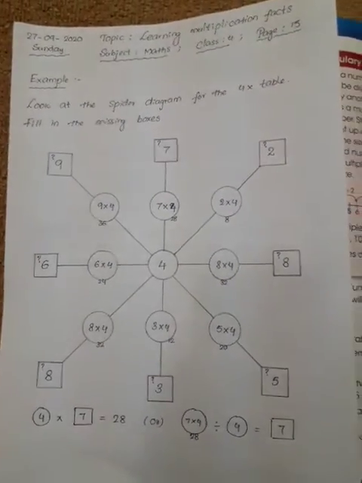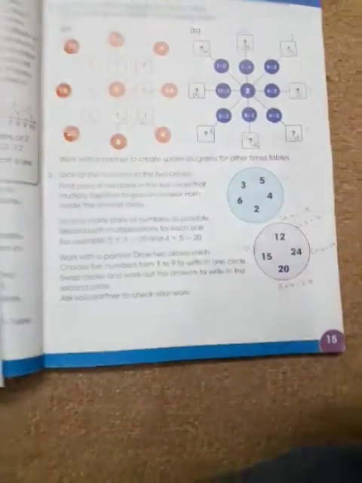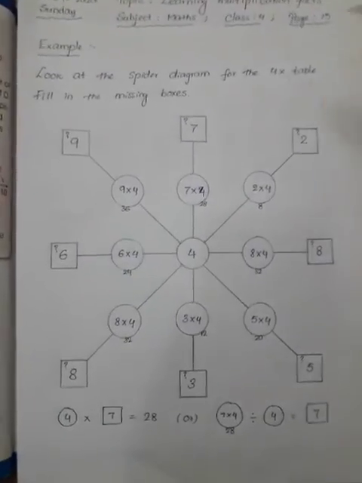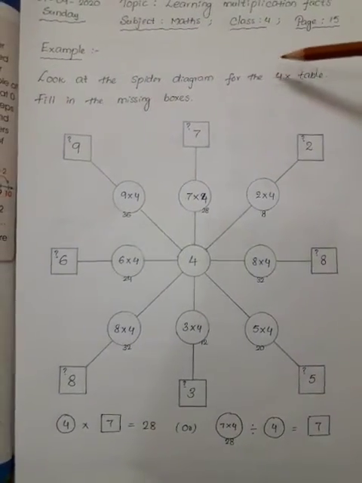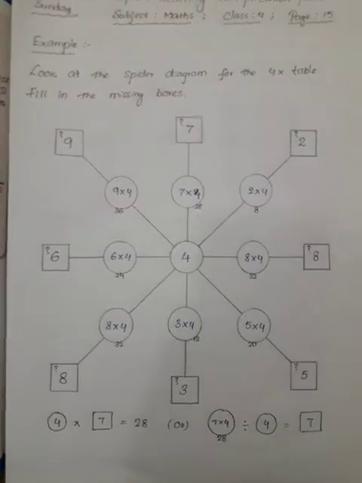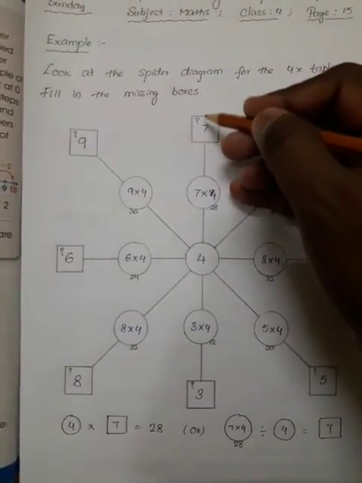This is the spider diagram. Okay, look at the spider diagram, from page number 15. The topic name is what? Learning multiplication facts. So look at here, what is the question here? Look at the spider diagram. For the 4 times table, fill in the missing boxes. So which is the missing boxes? This is the question mark or missing boxes.